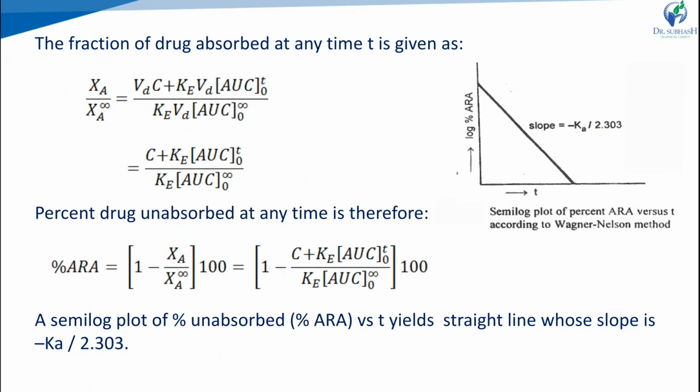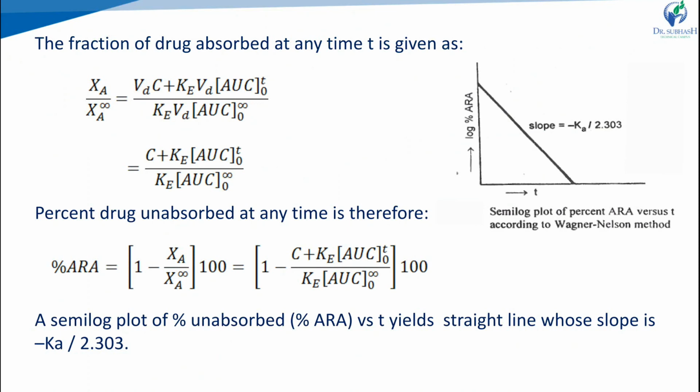Now the percentage of drug unabsorbed, or remaining to be absorbed, at any time. So percentage ARA is equal to 1 minus the fraction of drug absorbed, that is Xa upon Xa infinity, multiplied by 100 to get the value as a percentage. We put the value of the fraction of drug absorbed into that equation. So the equation becomes percentage ARA is equal to 1 minus C plus Ke AUC 0 to t, upon Ke into AUC 0 to infinity, into 100.